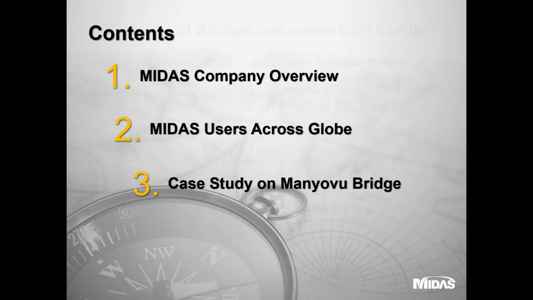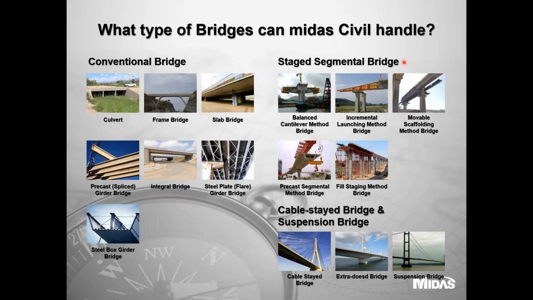Without wasting much of the time, I would just give you an introduction on what type of bridges Midas-Civil can handle. So Midas-Civil is an all-in-one tool which can design all types of bridges, starting from the conventional bridges, which covers culverts, frame bridges, slab bridges. It can also cover precast, integral bridges, steel girder bridges, or steel box girder bridges. And for the complex types of bridges, it has capabilities to deal with box girder bridges for different types of construction methods like balanced cantilever, incremental launching method, moving scaffolding method, segmental method, and full staging methods.